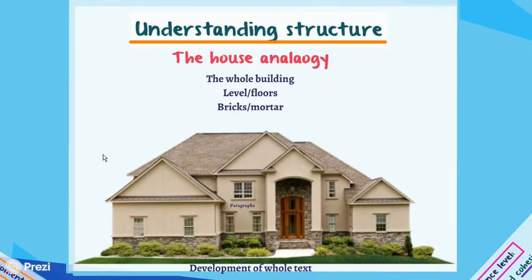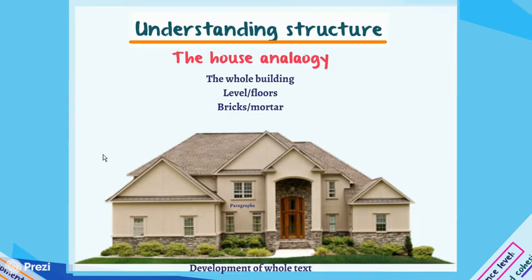Structure can be broken down into 3 main categories. One of the easiest ways to understand those categories is to use the house analogy. So the 3 categories are development of the whole text, paragraphs, and then sentences. And we almost need to think of those as separate levels.